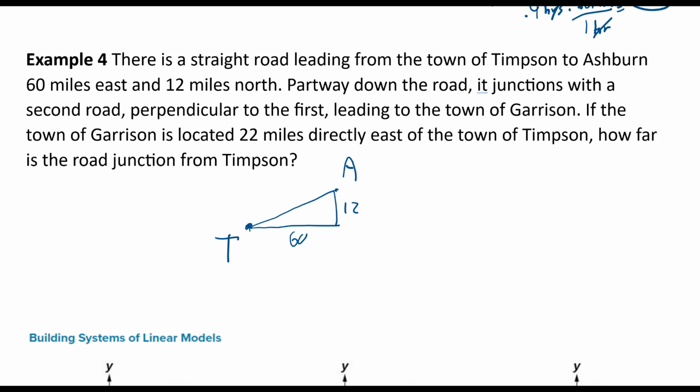Partway down the road, it junctions with a second road perpendicular to the first road. And this is the road we're talking about. It's perpendicular to this road, and leading to the town of Garrison. If the town of Garrison is located 22 miles directly east of Timpson, so it must be like this. It didn't say how far, so I'm going to change that. It says Garrison's 22 miles, so I'm going to put it right here, so that this part is 22, where the whole thing is 60.